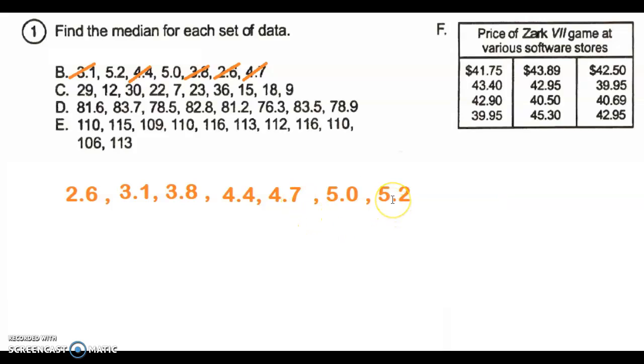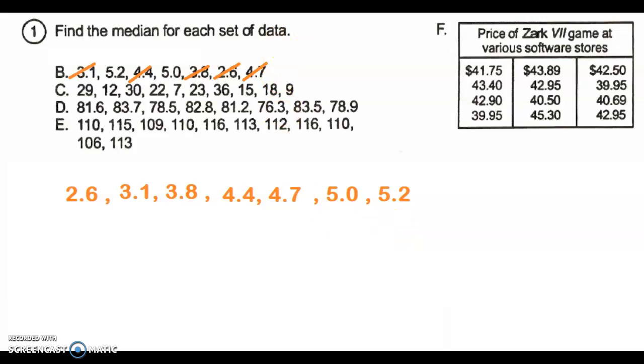If you're ever confused on these decimals, remember, think of it like money. This is like $2.60. This is like $3.10 and $3.80, right? Just pretend there's an extra 0 after these numbers. Maybe it'll help you realize which ones are smaller.